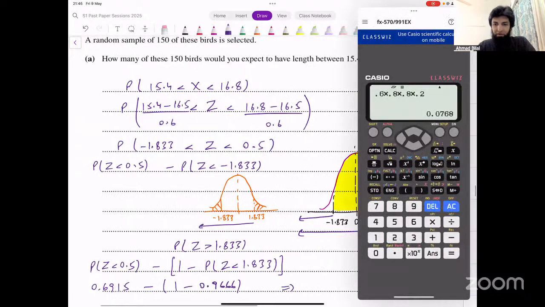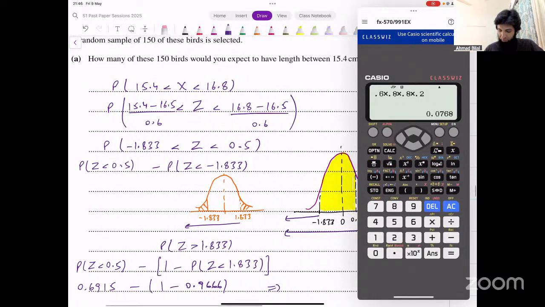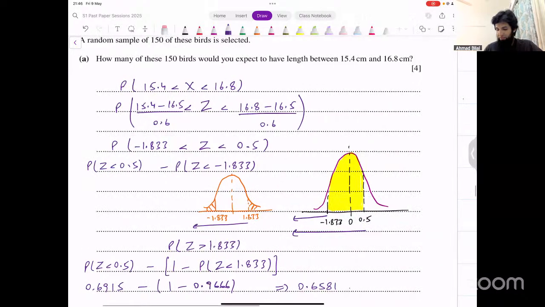What's the final result that we get from this? Anyone? 0.6581. 0.6581, that's the final result that we get. You can round this out to 3 significant figures if you want, that will be 0.658, and that's your final answer. That's what we were looking for.